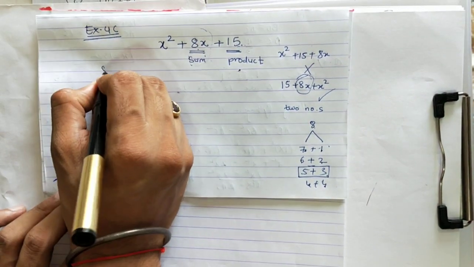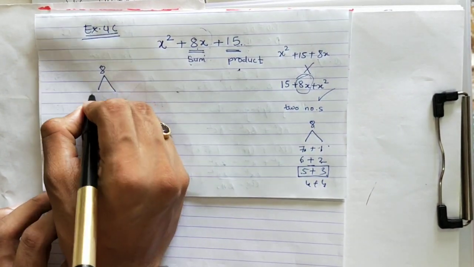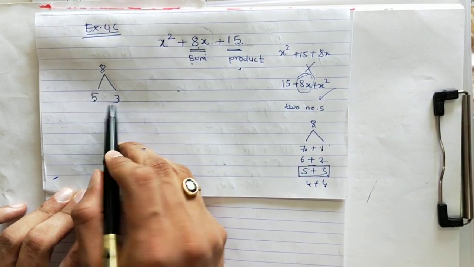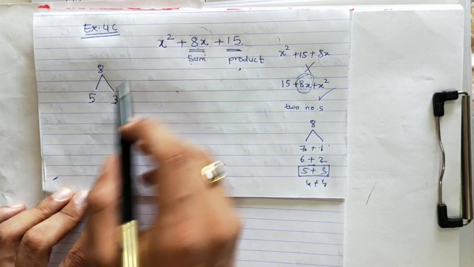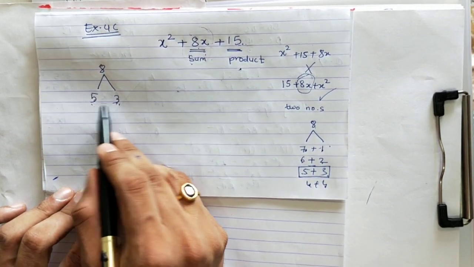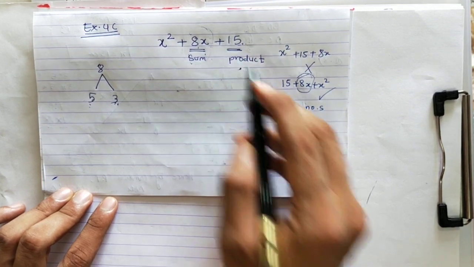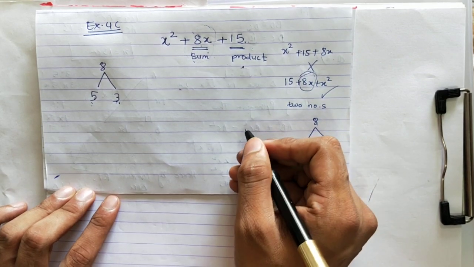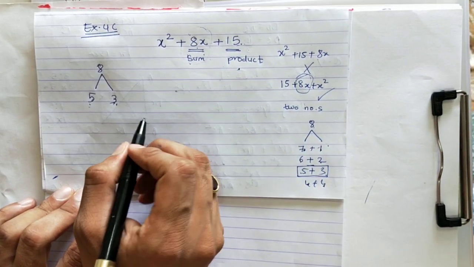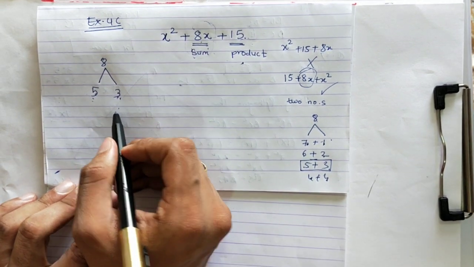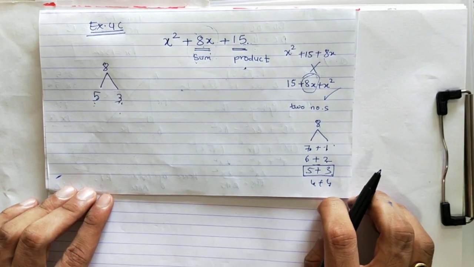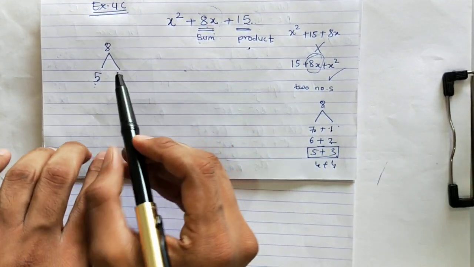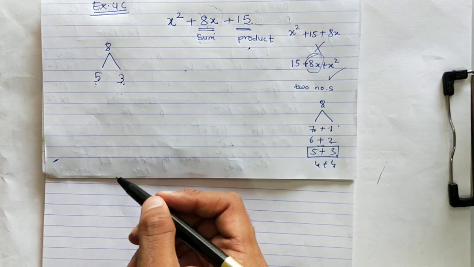I'll do it here. I will split this 8 into 5 and 3. Why 5 and 3? Because 5 plus 3 will give me 8x, and 5 multiplied by 3, the product of the two numbers, will give me 15. There are certain further 2-3 rules here, but first, this is the most basic part. So once you are clear with this, everything else will be easy for you. So I have understood now the two numbers are 5 and 3.